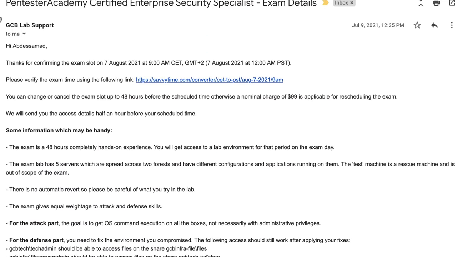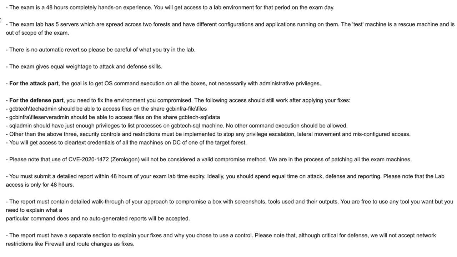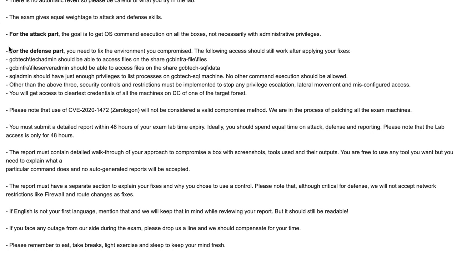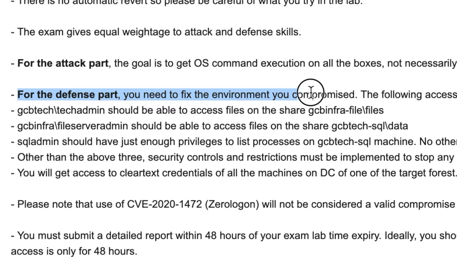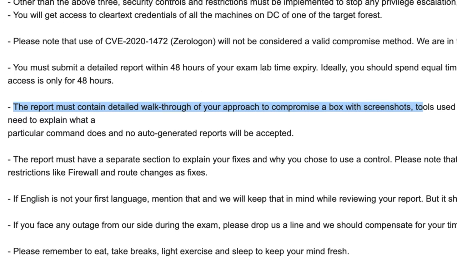The support here is no different than the others. The exam was different though. In fact, 50% was about compromising 5 servers inside the lab, while the other 50% required patching those vulnerabilities you found. Additionally, you would have to send a detailed report describing your steps to compromise and fix the lab.